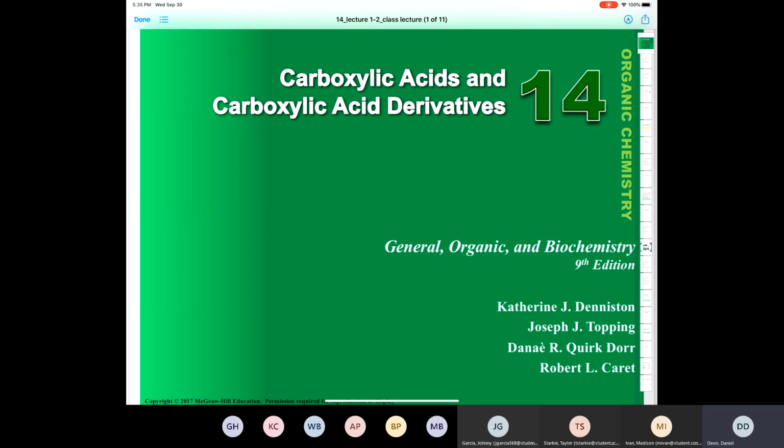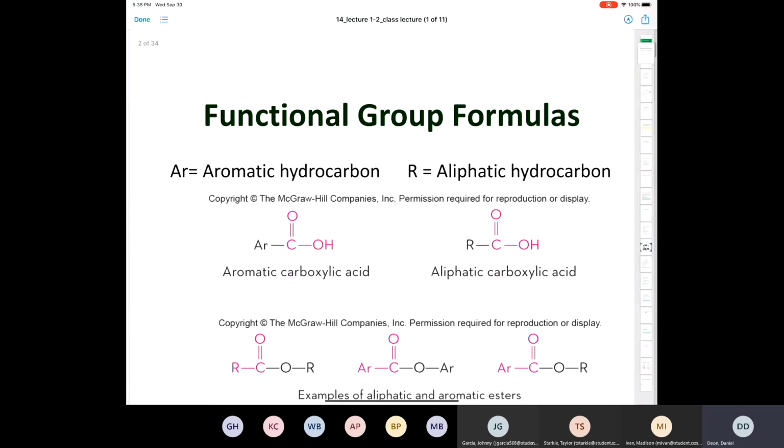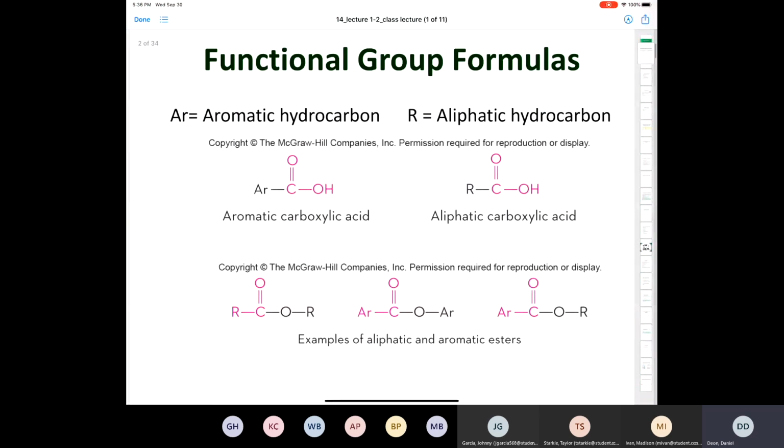Well, let's get started here on carboxylic acids and carboxylic acid derivatives. Quite an interesting chapter, and there's a lot to cover here, so let's get started right away. And the first thing we'll cover is a functional group, right? And everybody by now knows what a carboxylic acid looks like. The general form of a carboxylic acid is shown right here.